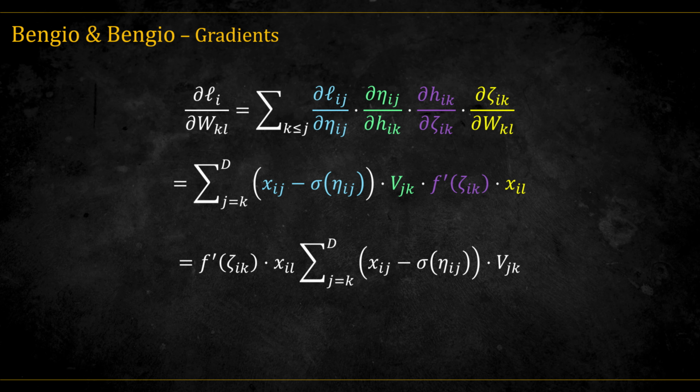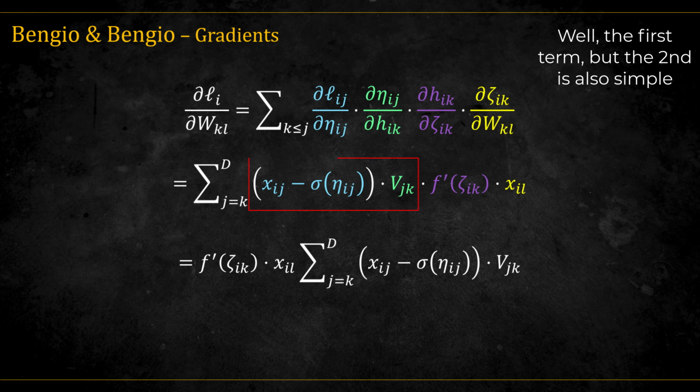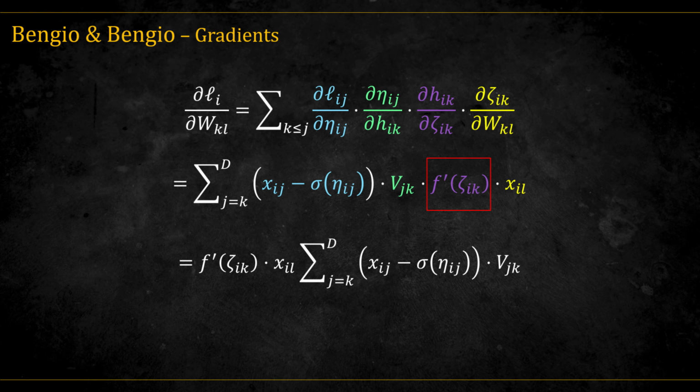Computing the derivative of each term is simple. We already derived the first two terms. The derivative of f depends on the choice of activation function. It has one form for the sigmoid and another for, let's say, tanh. But in either case, it is easy to compute. The rightmost derivative is simply equal to x_il.